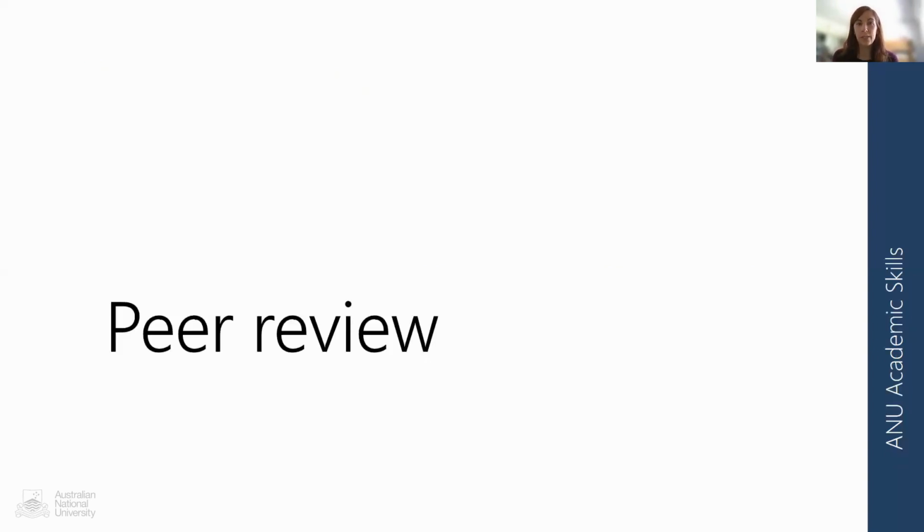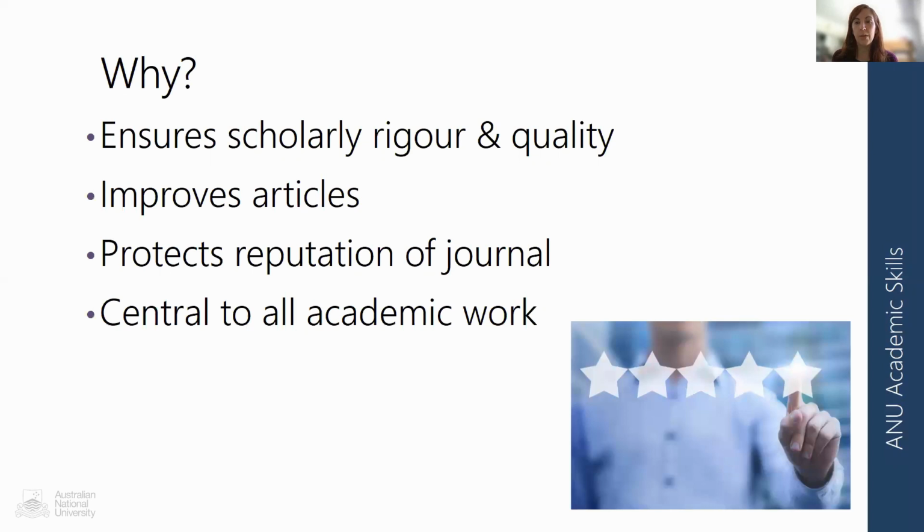Okay, the peer review process. I want to tell you about this peer review process and what exactly happens within it and why we do it. So as you guys know, it's important to ensure this scholarly rigor and quality. That's how we are upkeeping our academic standards and showing this academic conversation over time. It certainly improves articles. It can be a very detailed, intricate and tedious process, but ultimately it does improve the work. It improves and protects the reputation of the journal, and it's central to all our work.